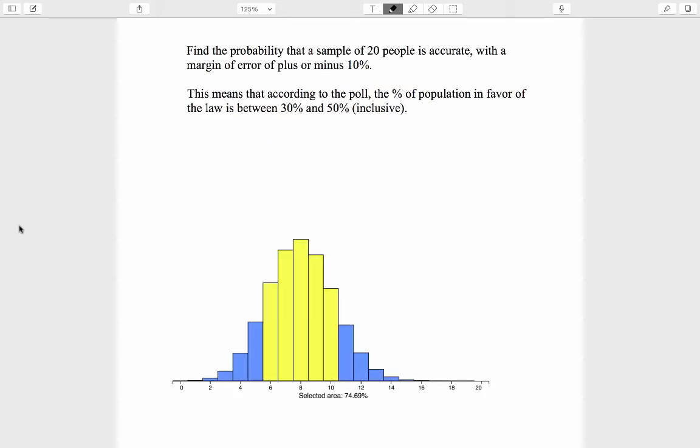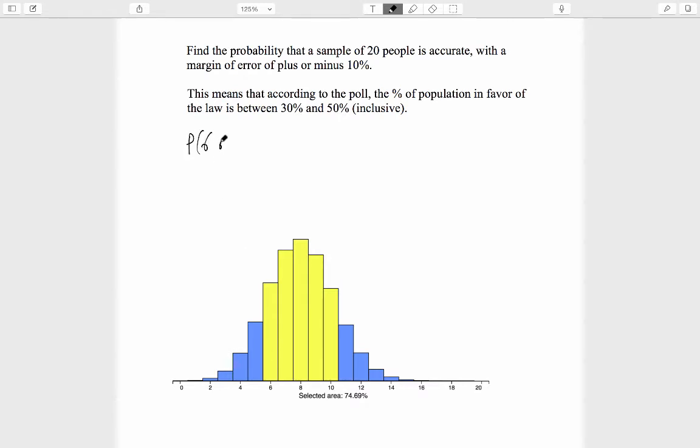Find the probability that a sample of 20 people is accurate with a margin of error of plus or minus 10%. A completely accurate poll would tell us that 40% of the public supports the law. We're allowing for an error of as much as 10% in either direction, so that if only 30% of 20 people, that means 6 people surveyed, say yes, or if as many as 50% of 20 people surveyed say yes, that's 10 people, or any number in between, then we'll say that our survey results were reasonably close to the truth. We'll say that our sample was reasonably close to representative of the entire public.